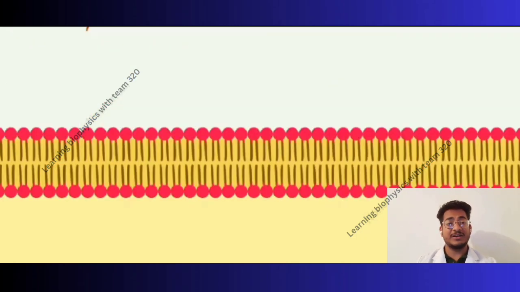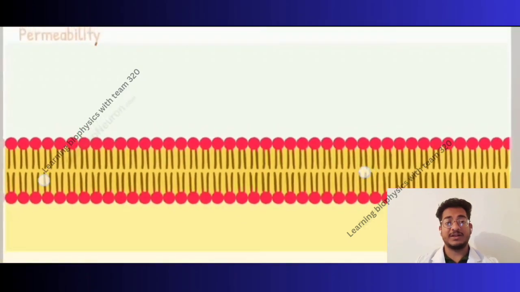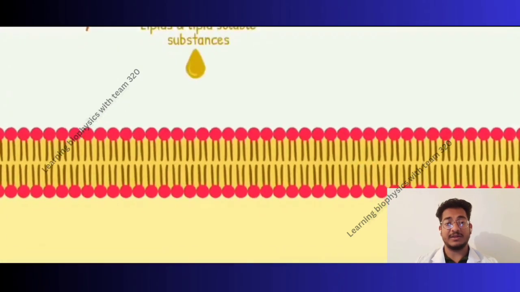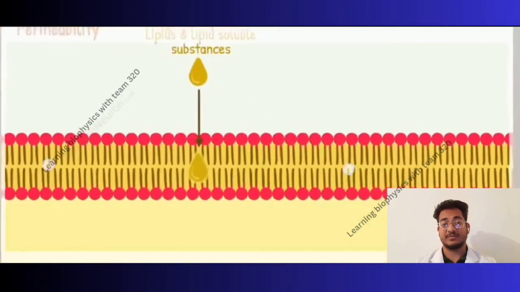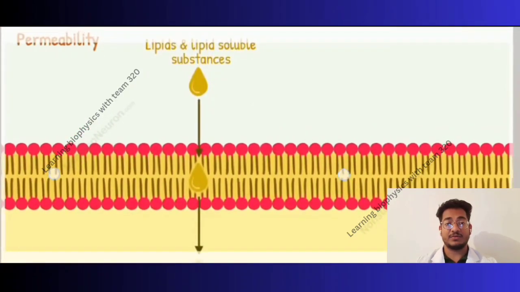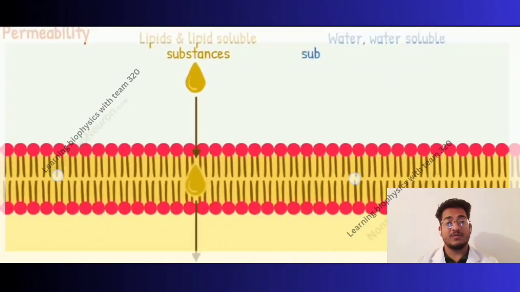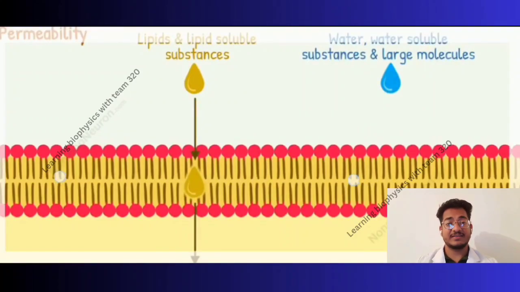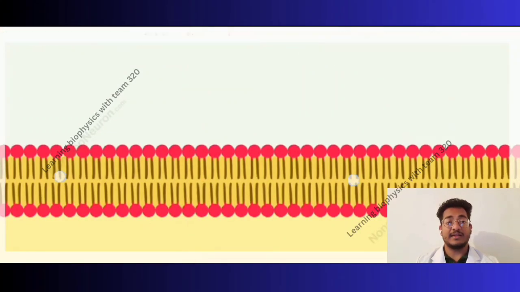Talking about the permeability of the lipid bilayer, it's semi-permeable. As it's made up of lipids, other lipids and lipid soluble substances can dissolve in it and thus pass through it. Water and water soluble substances as well as large molecules cannot pass through it. The lipid bilayer makes the backbone of the membrane, to which the proteins and the carbohydrates are attached.